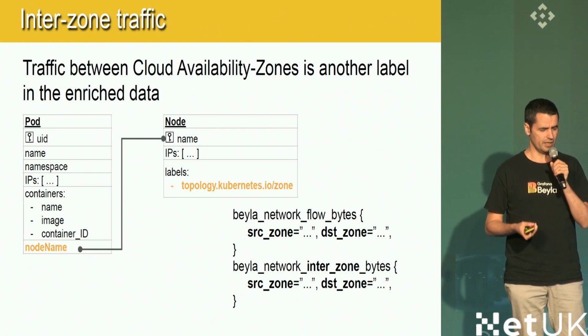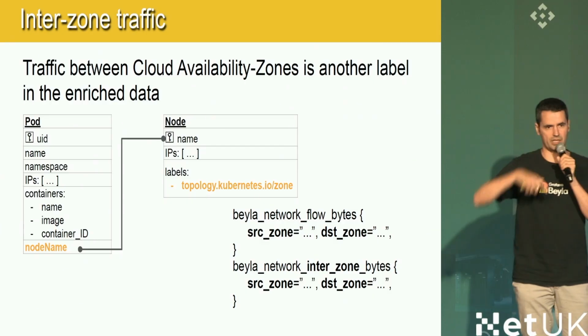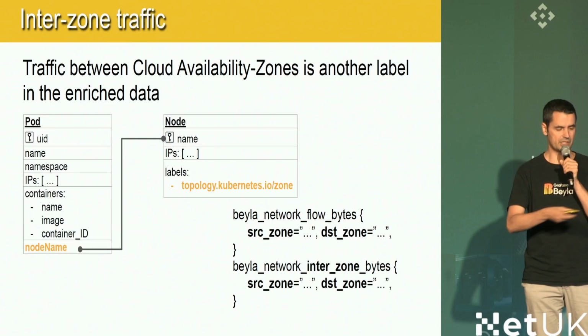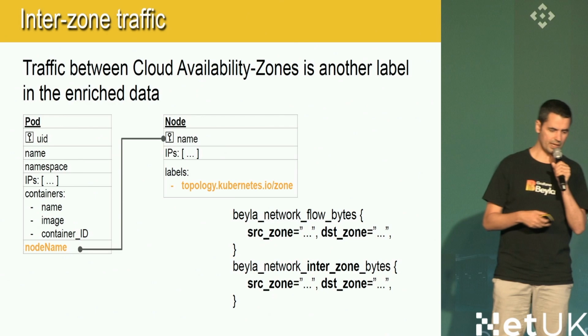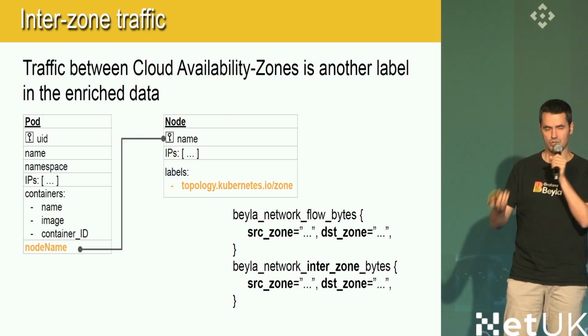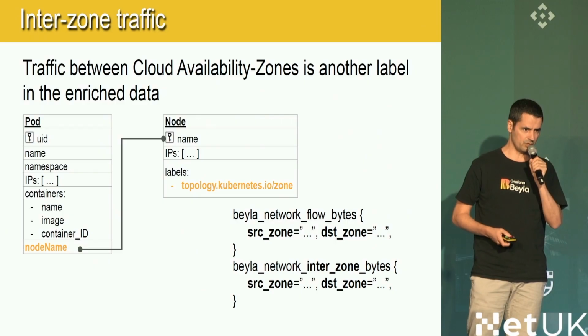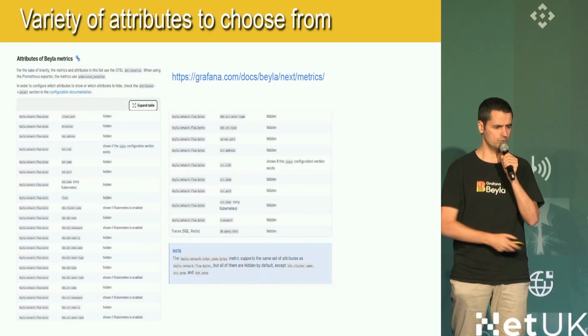For a given pod IP address, you might know this pod, which is a process that can be sending information to another pod. Do you know which node this pod belongs to? So you can merge that information with your node information, and you will know also in which availability zone. So Beyla can provide in the network metrics also the source zone and destination zone of your traffic. That will allow you to identify how much traffic goes from one availability zone to another.